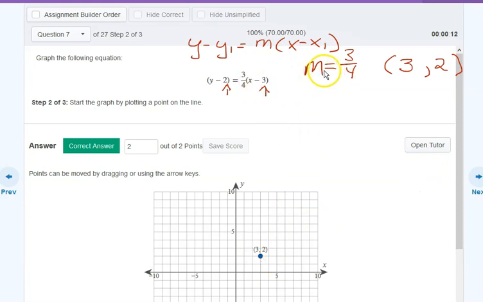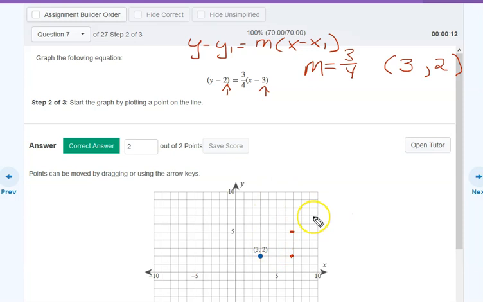Now as you plot the slope from this particular point, your slope is 3/4, and there are again ways to do this. So I had suggested you do the X positive run first. So 1, 2, 3, 4. Mentally you put a dot there, and then you're going to go up 3. So 1, 2, 3.